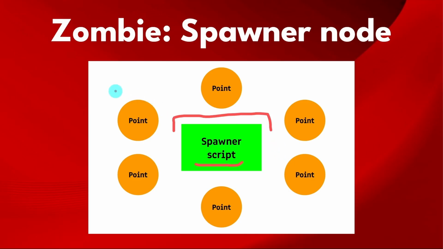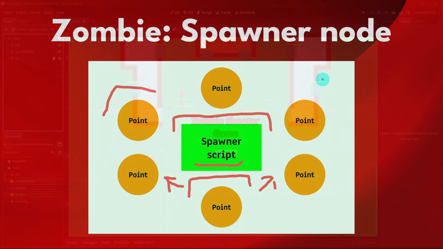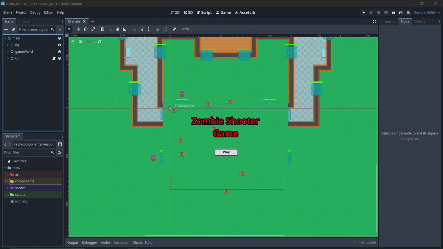Now, what parts of the map you currently have unlocked will determine where the zombie spawns. Starting off, we'll always spawn zombies only at the bottom area until the player, of course, unlocks different rooms. Once all the rooms are unlocked, then zombies can spawn from any direction and any point. Alright, let's get started creating the spawner node.